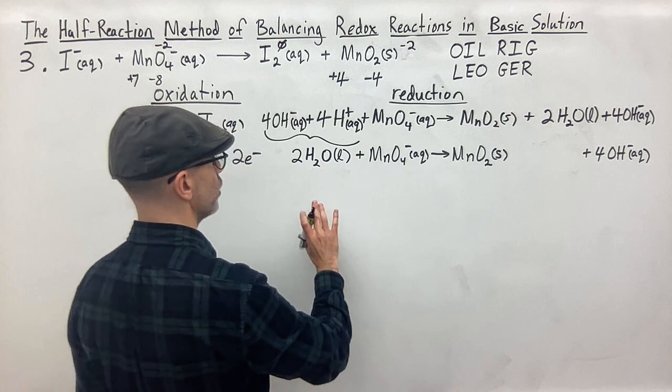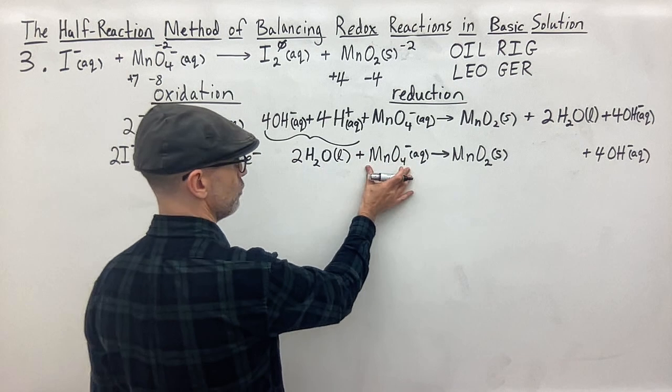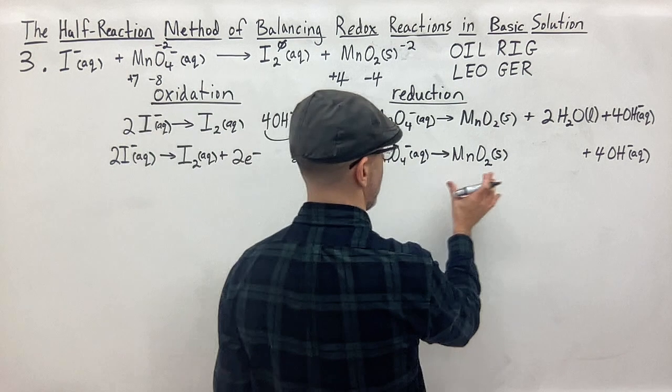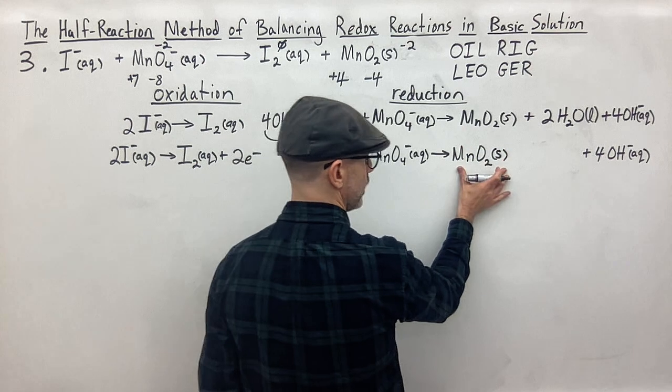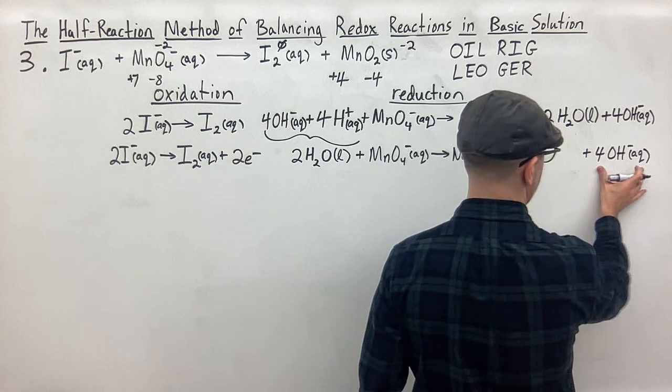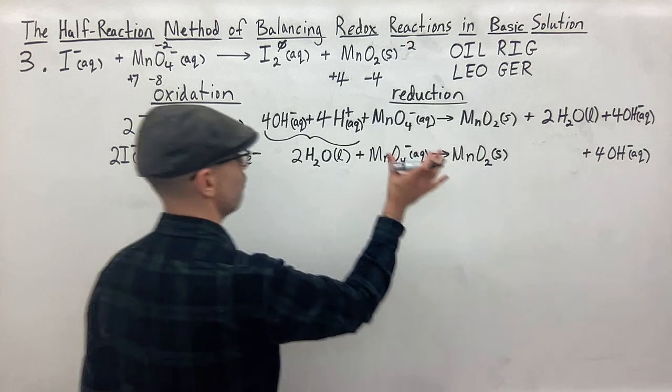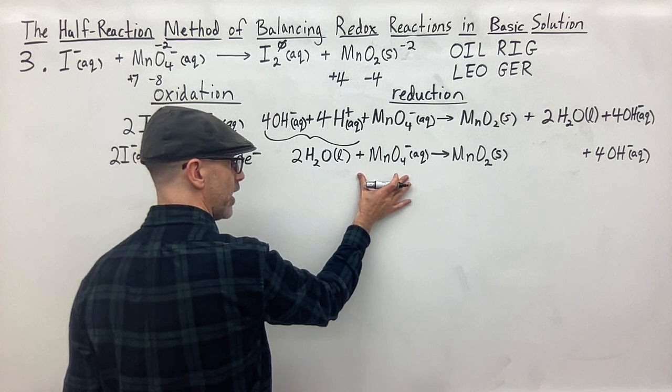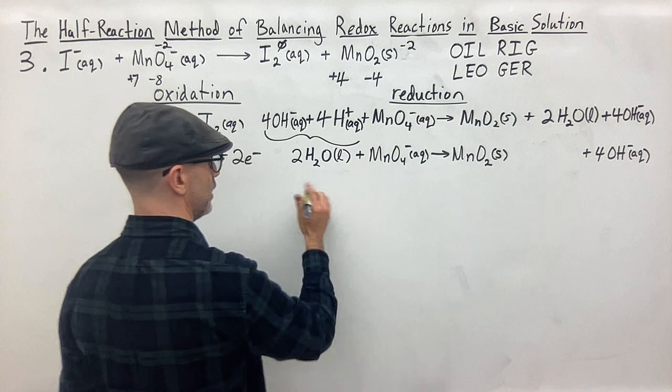I don't need to worry about those. I have a -1 on this side, and I have neutral on this side, and I have 4 negatives. So I have 4 negatives on this side. I have 1 negative on this side, so I need 4 negatives here. So I'm going to add 3 negative electrons.